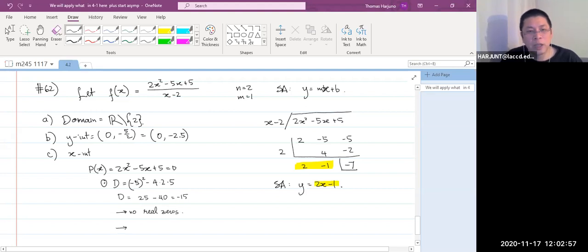From there, we say no x-intercept. You should not just tell me no x-intercept without giving me a reason. If you say none, then I will ask you why. Okay, here we have no x-intercept. Part B, the vertical asymptote is x equals 2. Horizontal asymptote: the degree on the top is more than the degree at the bottom, so we don't have a horizontal asymptote. We have a slant asymptote instead.